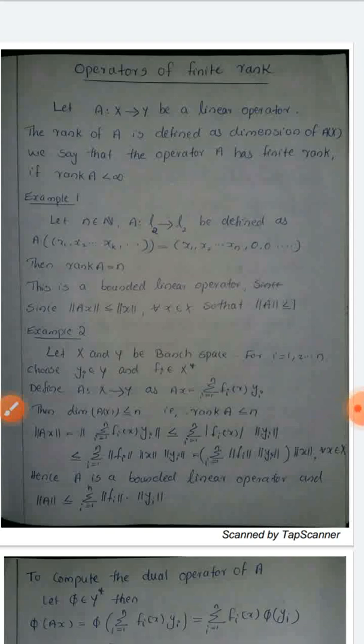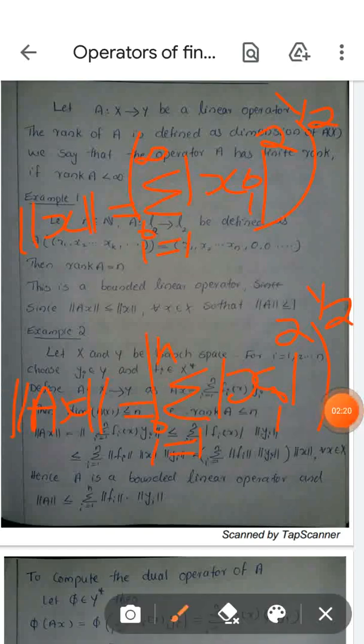Since norm Ax is less than or equal to norm x for every x belonging to X, the norm of A is less than or equal to 1, because here we choose the L2 norm. So norm x equals (summation i equal to 1 to infinity mod xi square) whole raised to 1 by 2, and norm Ax equals (summation i equal to 1 to n mod xi square) whole raised to 1 by 2. So clearly we can write norm Ax is less than or equal to norm x for every x belonging to X, so that norm A is less than or equal to 1.